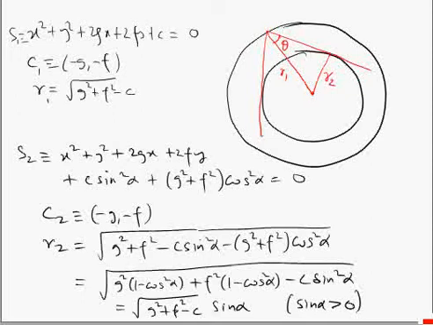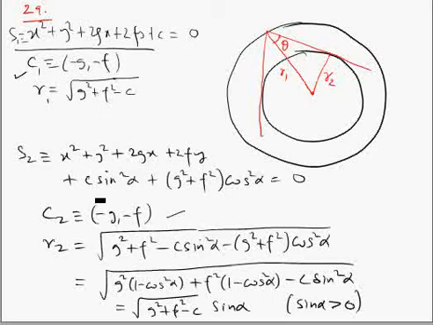This is illustration number 29. Now in this question, the equations of two circles are given, S1 and S2. The center of circle S1, say C1, is (-g, -f), and the radius is root of g square plus f square minus c. The center of S2 is (-g, -f).